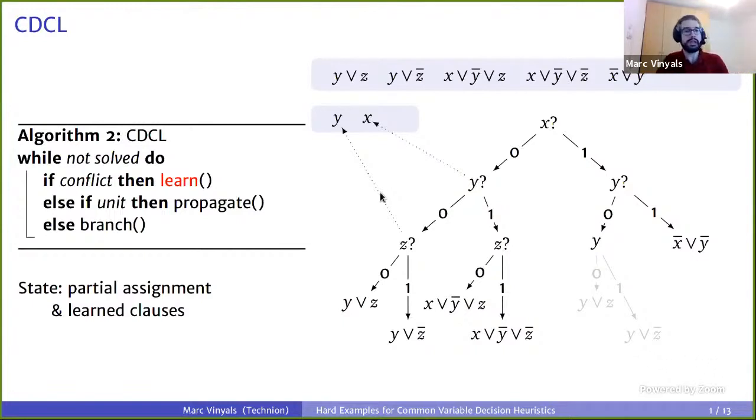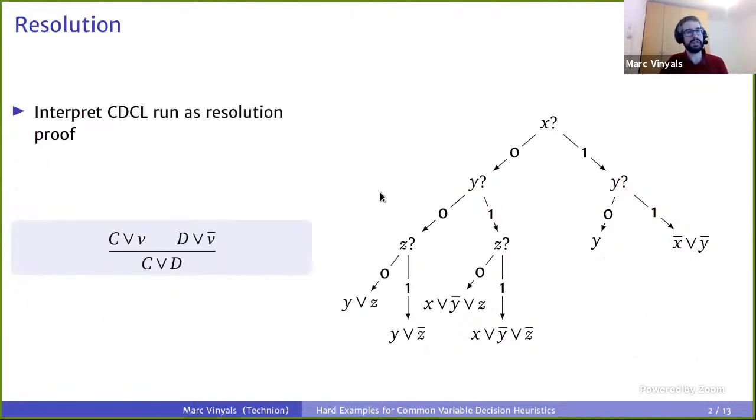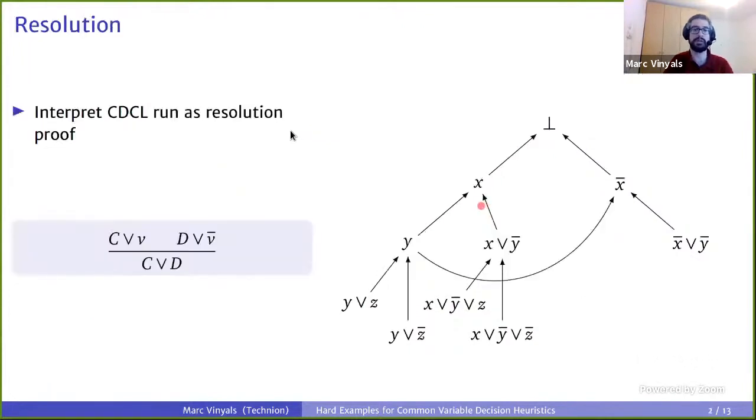Okay, so now let's get proof complexity into the picture. And this is actually quite an easy thing to do. It's enough to look at the CDCL execution trace and just reverse all the arrows. Right? So while we had arrows pointing in one direction, now we reverse them and we get a perfectly valid resolution proof.